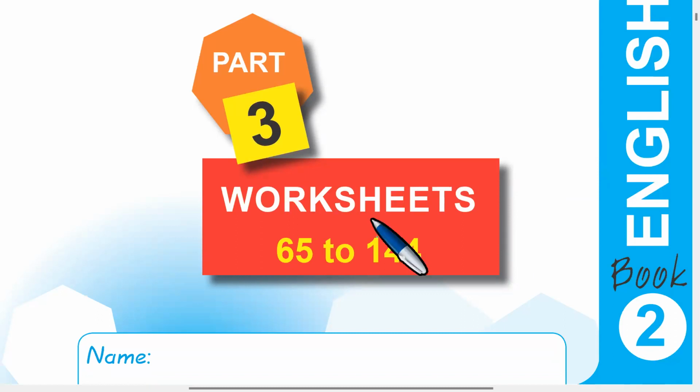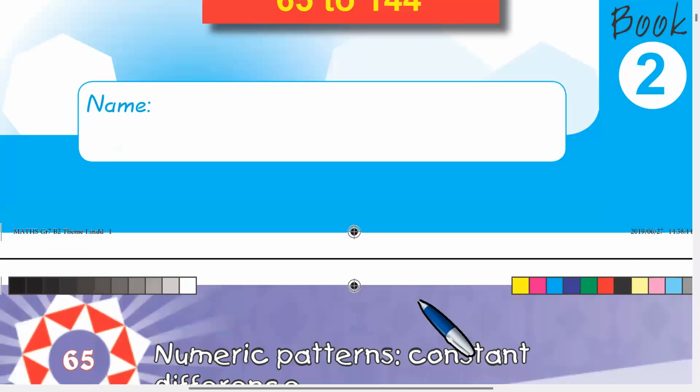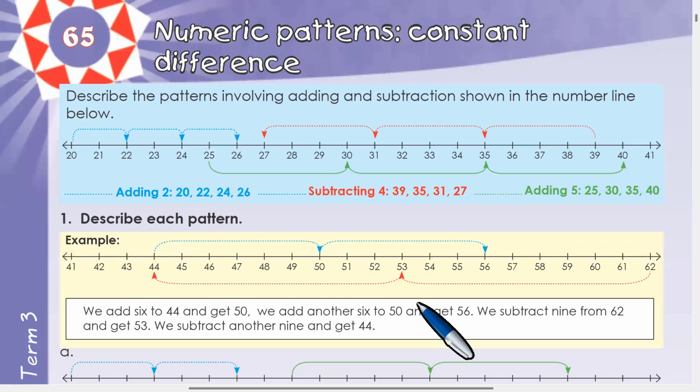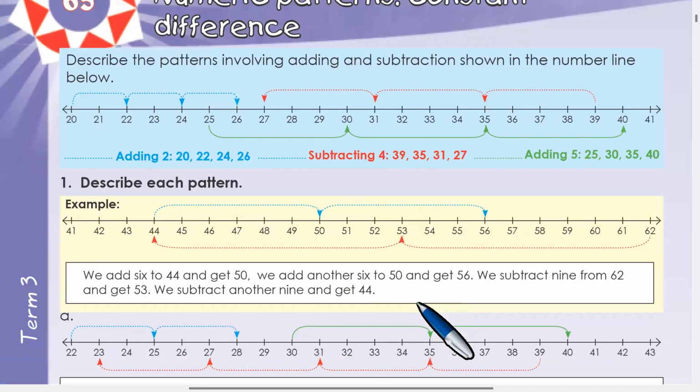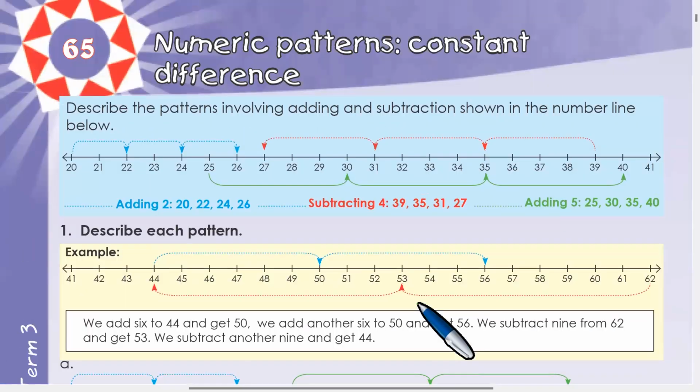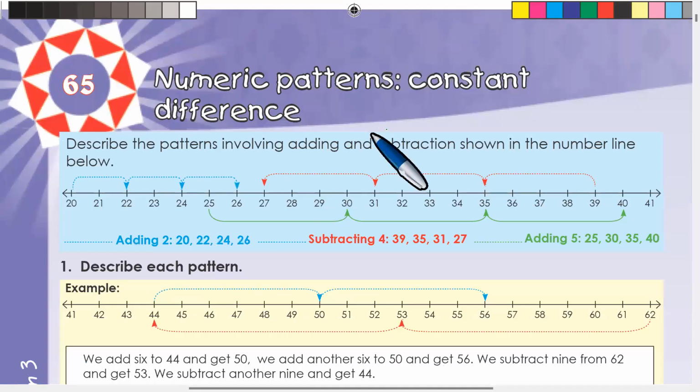This is part 3 of the worksheets. So from 65 to 144, you'll understand what worksheets we are speaking about here. Right. For example, part of what you need to understand is the idea of what you call numeric patterns.